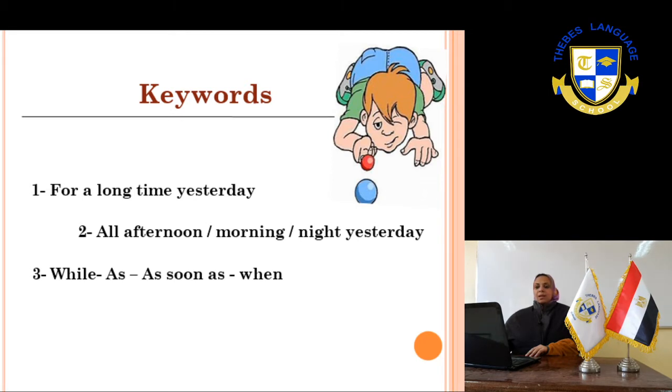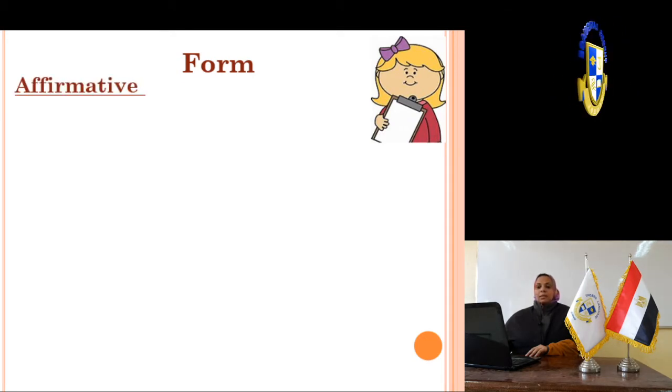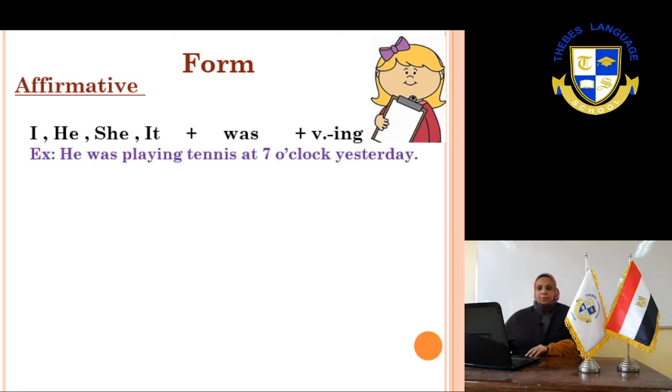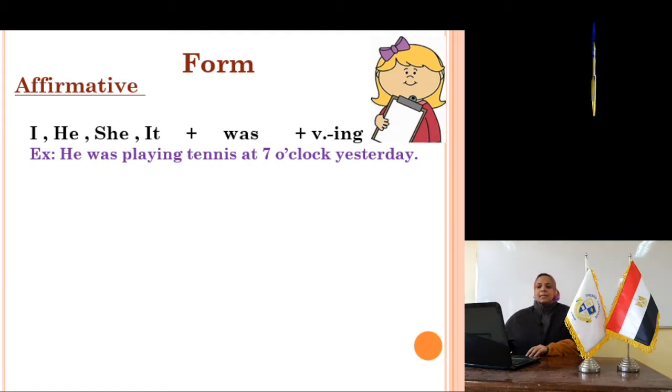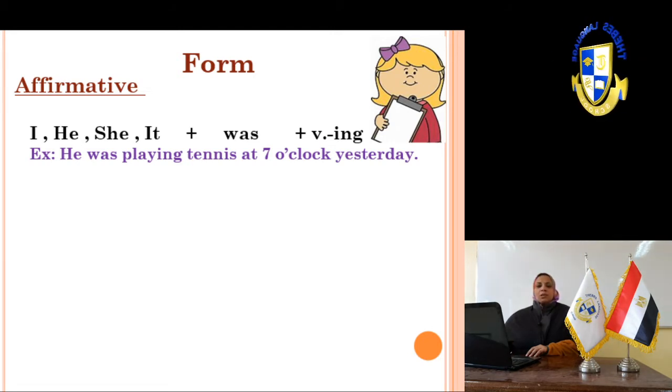The next slide is the form. How can I write it? How can I answer it? Now, for the affirmative sentence, I have two types, personal pronouns, singular and plural. For the singular personal pronouns, I, he, she, it, I use the helping verb was, and then verb plus ing. For example, he was playing tennis at 7 o'clock yesterday. Because I mentioned the time, I use was playing.